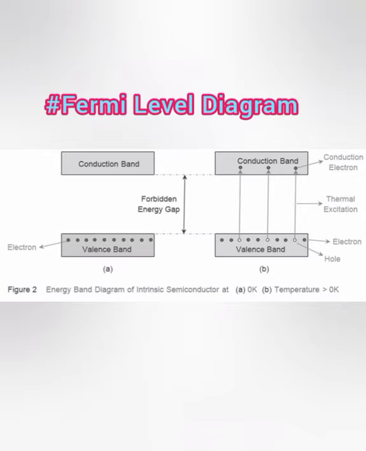If the temperature increases from 0 Kelvin, here you can see that some of the electrons are excited due to the thermal excitation process and go to the conduction band. So there are two cases for an intrinsic semiconductor. If the temperature is at 0 Kelvin, the valence band is completely filled and the conduction band is empty. While if the temperature is greater than 0 Kelvin, the valence band is not completely filled. Some of the electrons have already been excited from the valence band to the conduction band.